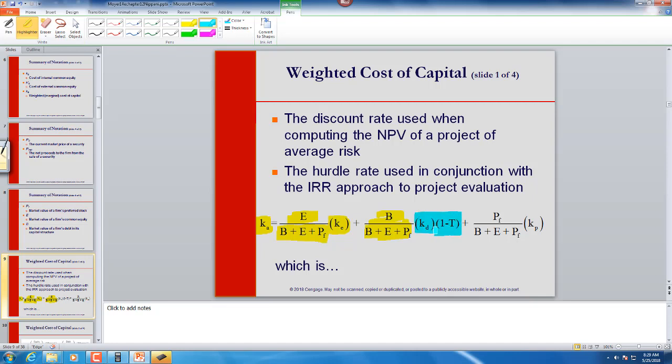Because interest on bonds is deductible as an expense when you write up your income statement. That's the reason why. Don't forget this concept.